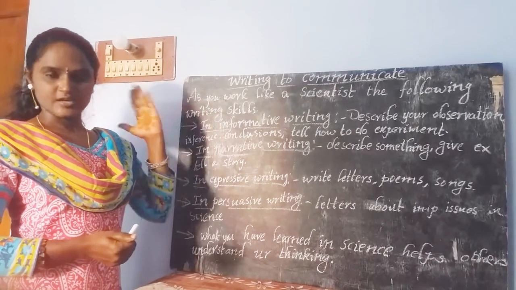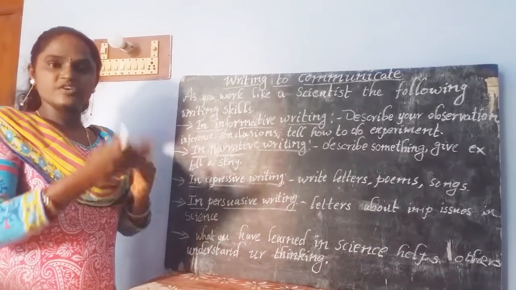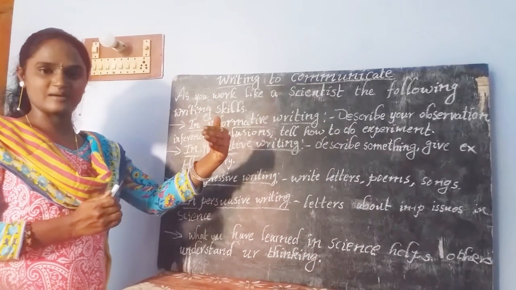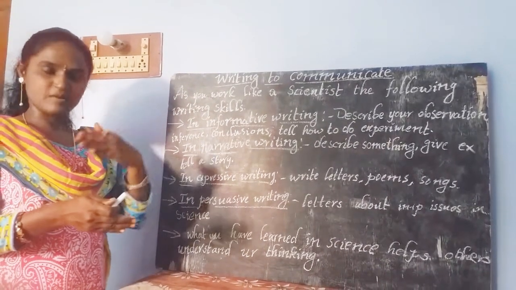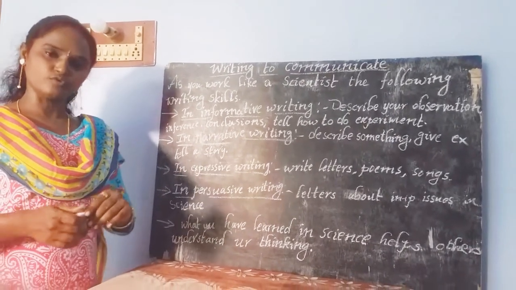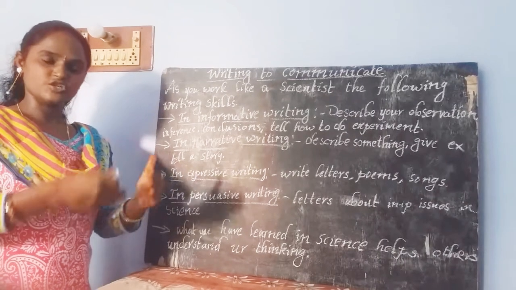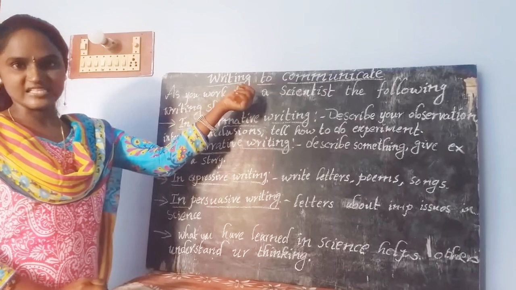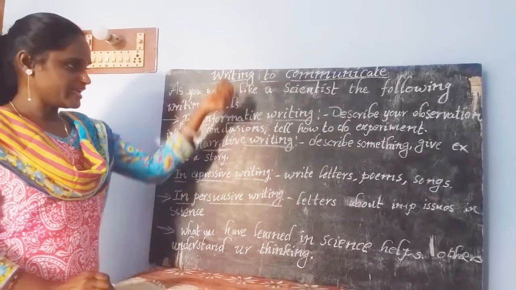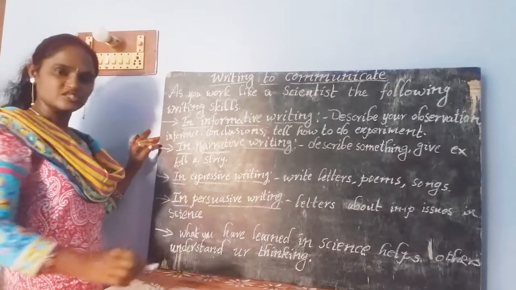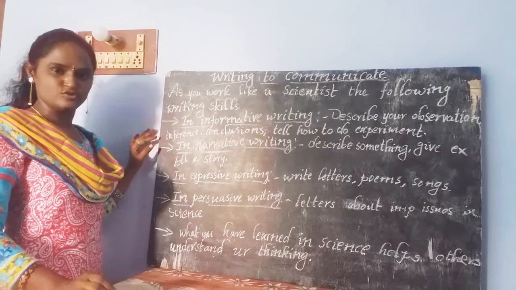While we are reading a topic, we have to follow some rules and regulations. What are they? Before reading, some rules; during reading, some other type of rules; after completion of reading, another type of rules. And then after completion of all the reading process, we have to enter the writing skills. In the writing skills, I explained about informative writing, narrative writing, expressive writing, and persuasive writing. This is about today's video.